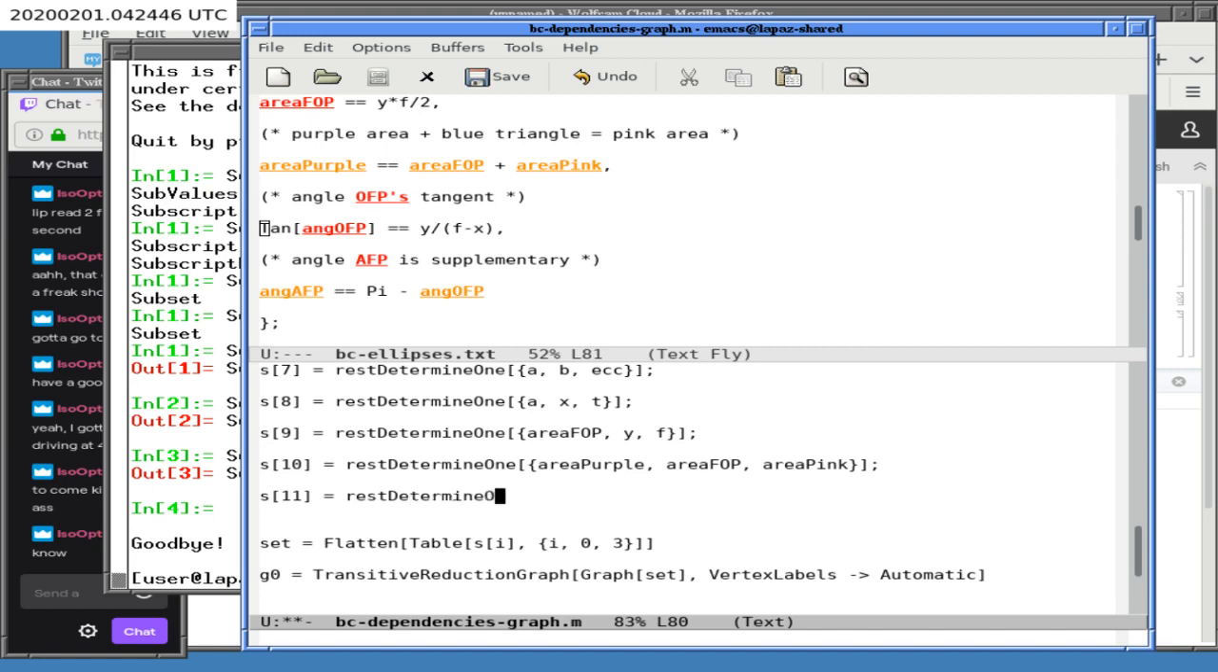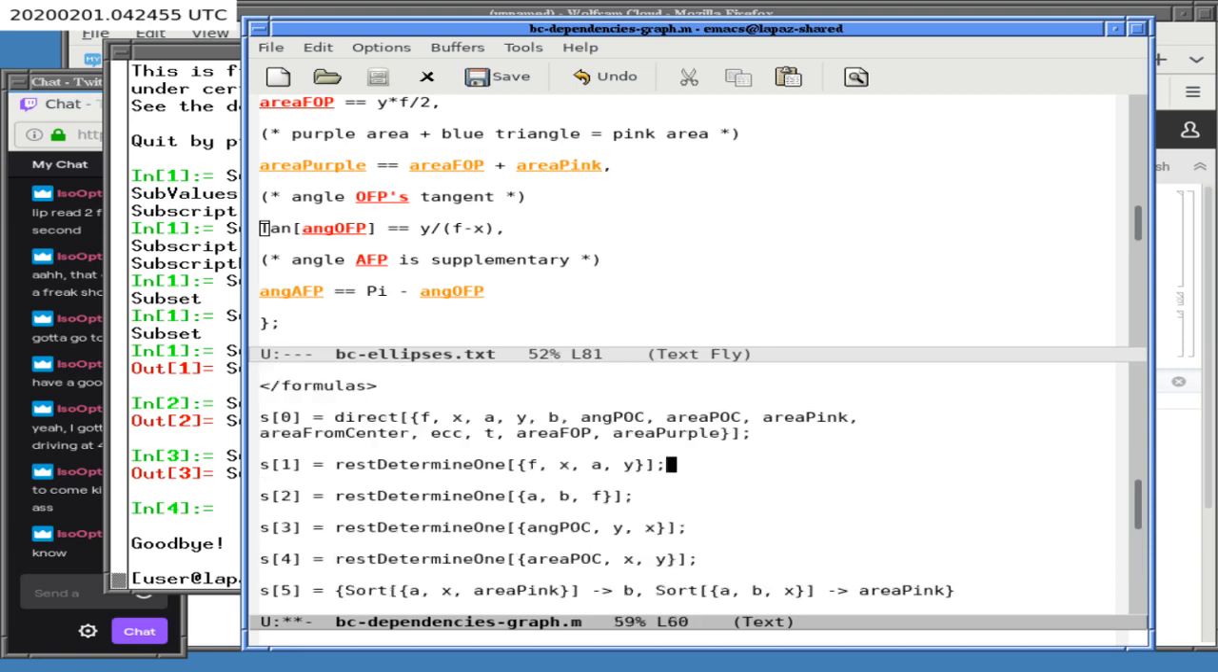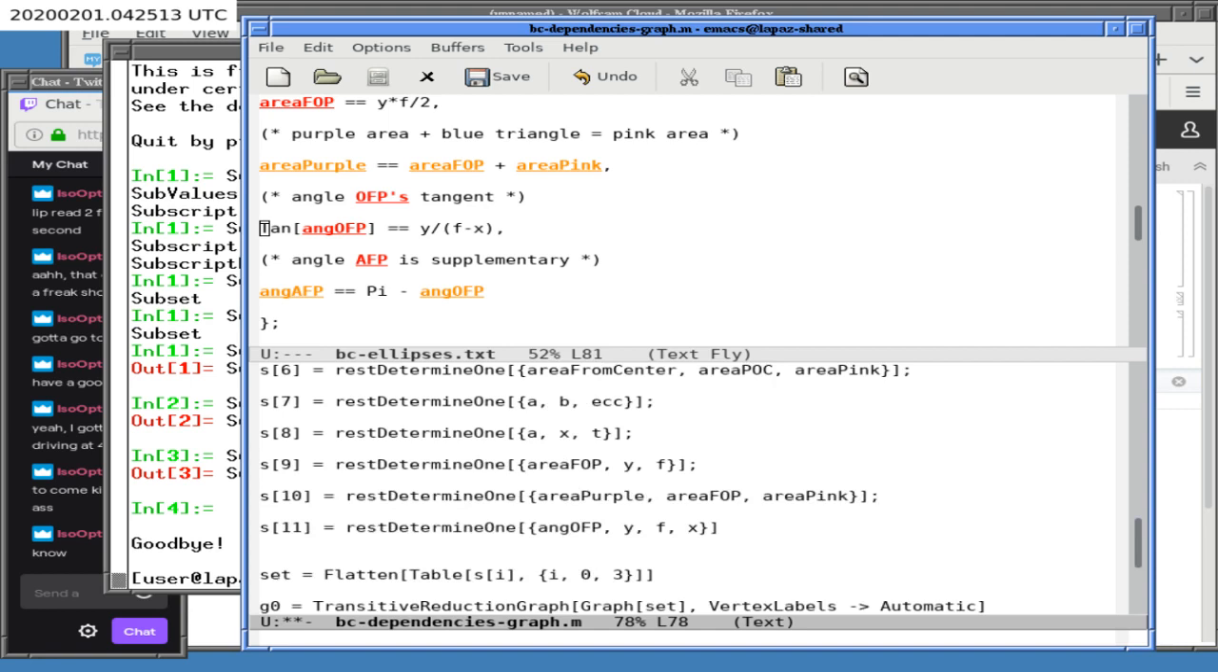Rest determine 1 of ang OFP, Y, F, and X. And I think ang OFP is one of our new variables. And we don't have a variable called OPP, but if we did, we could get down with OPP. And ang AFP, and again, well, this one's actually just two variables, but I mean, that's still possible. So we can say from S12, you can rest determine 1.